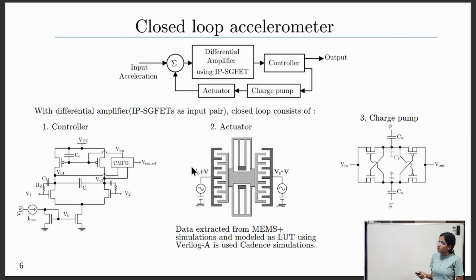The controller is a GMC controller. The actuator is a differential comb drive actuator, which will be driven by differential high voltages VB plus minus V, and the actuator is also modeled as a lookup table; all the simulations were done in MEMS Plus, and it is modeled using Verilog. These two high voltages which are driving the actuator are generated by a charge pump, which we will be discussing in detail further in our presentation.